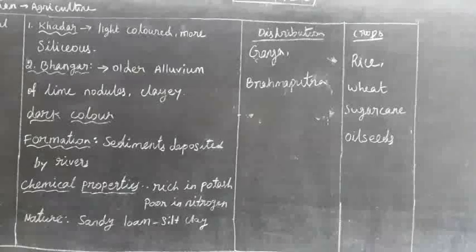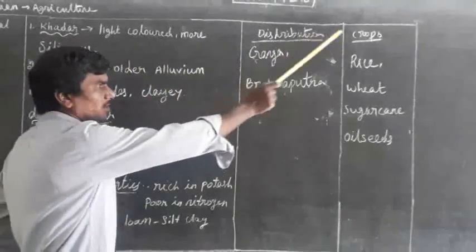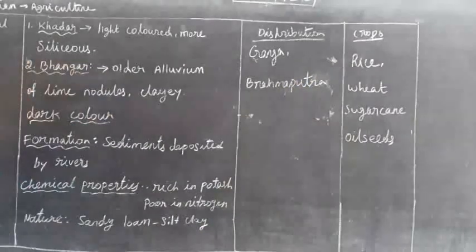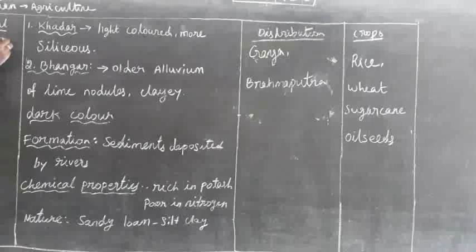Next one is for the soil types. Types of the soil: alluvial soil, characteristics, distribution, crops. First one is alluvial soil.